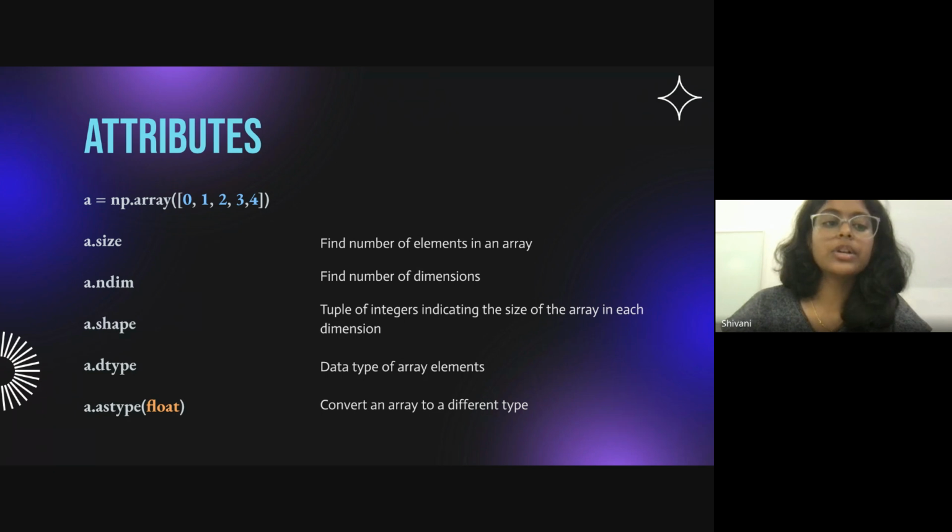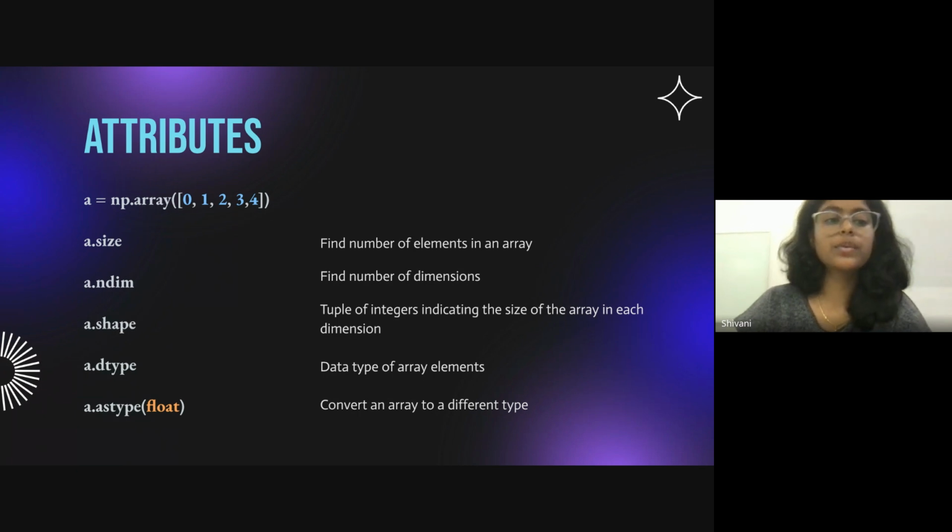Remember I had a pre-content quiz earlier. I'm sure you all can recall what it is. So the syntax follows: number of planes, number of rows, number of columns, right? Basically the tuple of integers that indicate the size of the array in each dimension. So that will be the result for a.shape.